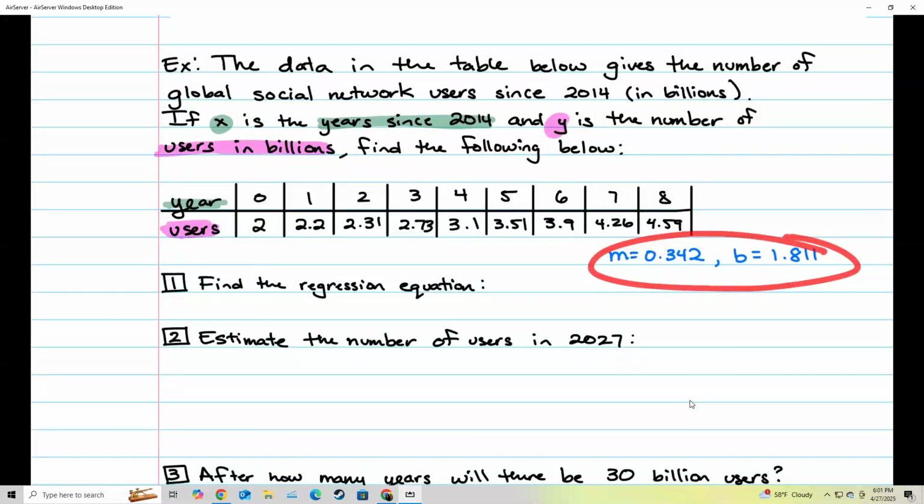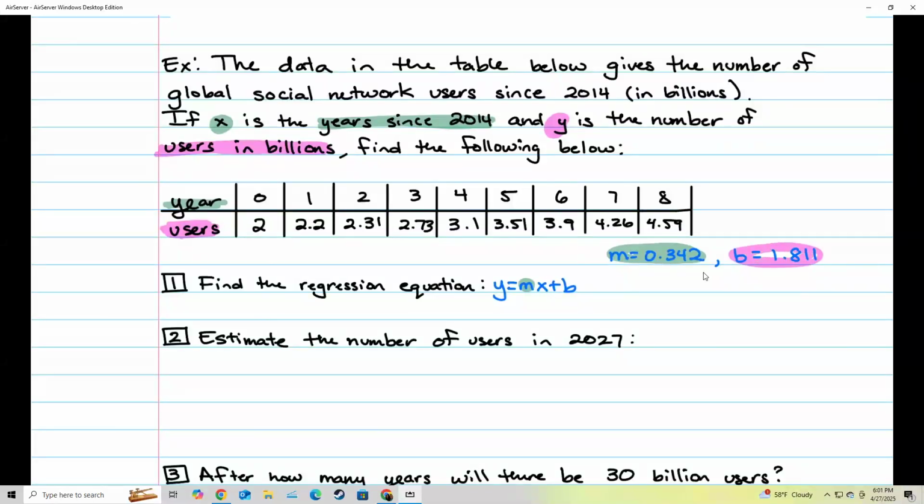According to Desmos, if I want the line of best fit or the regression equation, you're going to use this slope, you're going to use this y-intercept. So let's write it down. Let's see. I know that it's a line, so it's going to be y equals mx plus b. But I also know, according to my calculator, that my slope needs to be 0.342. That's going to go right here. And I also know that my b needs to be 1.811.